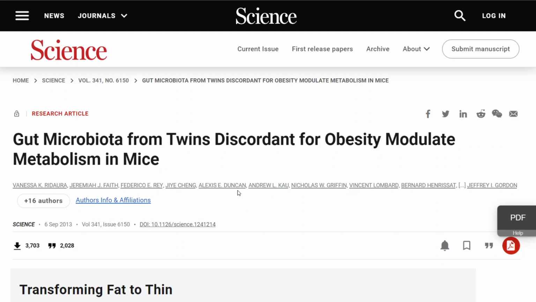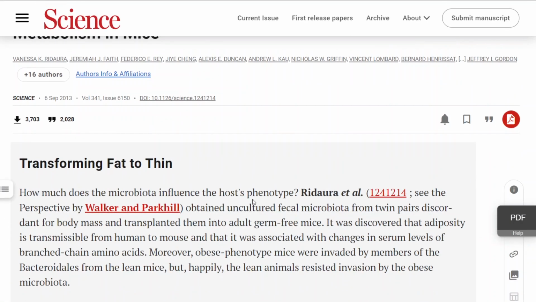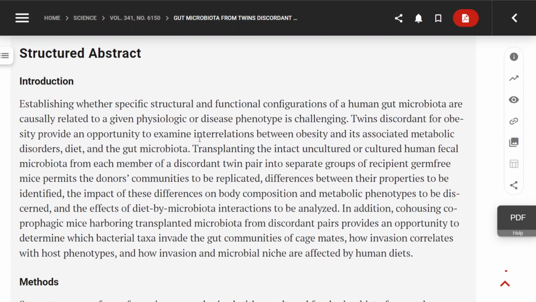In the scientific world, there are two journals that are the premier journals. One is Science, which is a journal published in the United States, and the other is Nature, which is a journal published in the United Kingdom. So most landmark scientific discoveries are published in one of these two journals. And this one was published on September 3 of 2013. Let's read the abstract together.